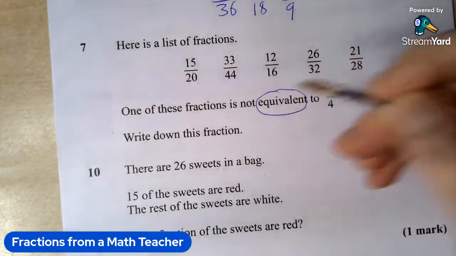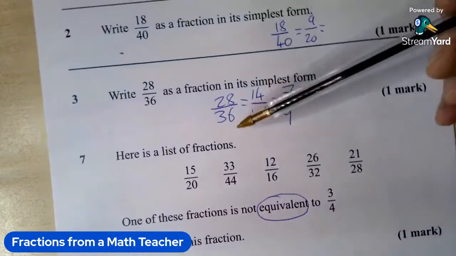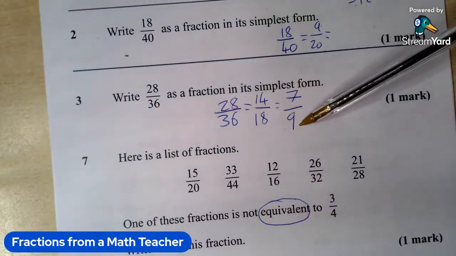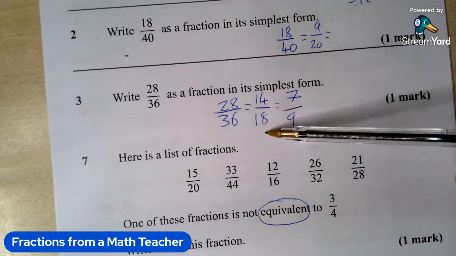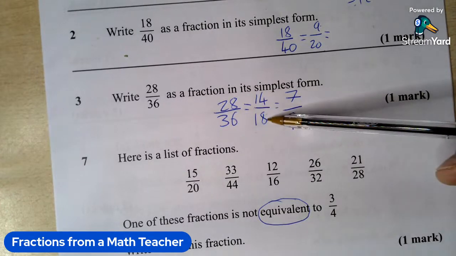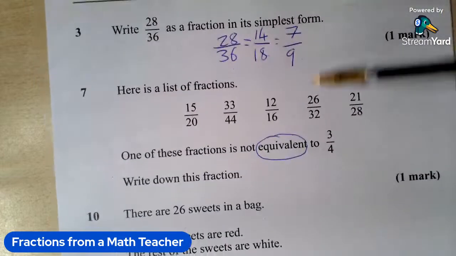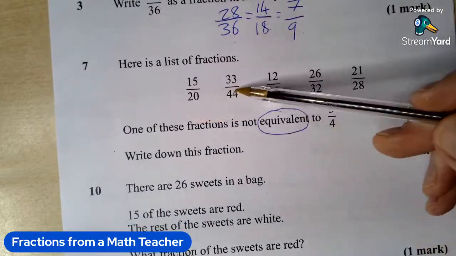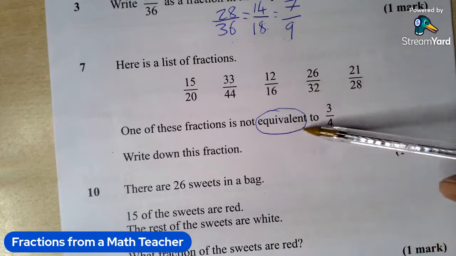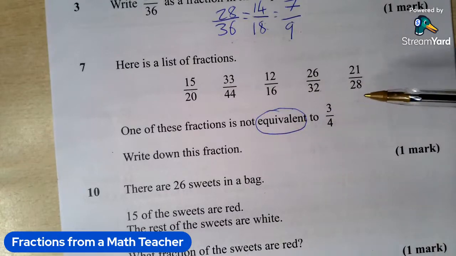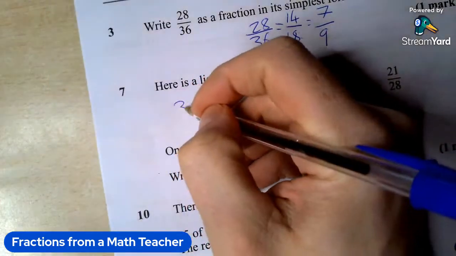This is linked to simplifying because these fractions are all equivalents. They are the same. This one equals this one. This one equals this one. It's just simplified. They're not different sizes. They all equal each other. So we need to find which of these fractions is equivalent to 3/4. Well, the same. So I'll put 3/4 here.